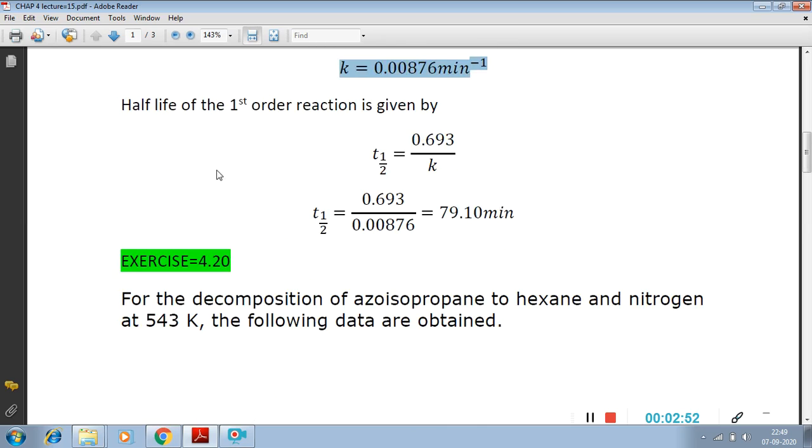Now we want to calculate half-life. So for first order reaction, half-life is given by this equation. T1 half is equal to 0.693 divided by K. Now we have K value here, just put that value in the equation. 0.693 divided by 0.00876. You will get 79.10 minute.